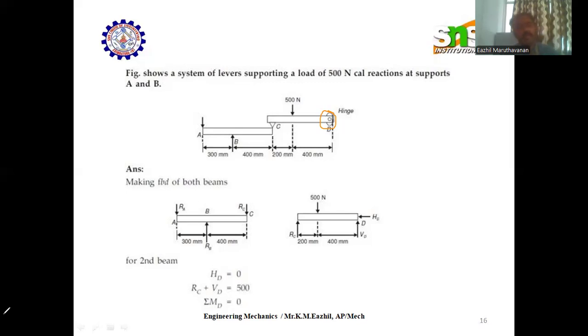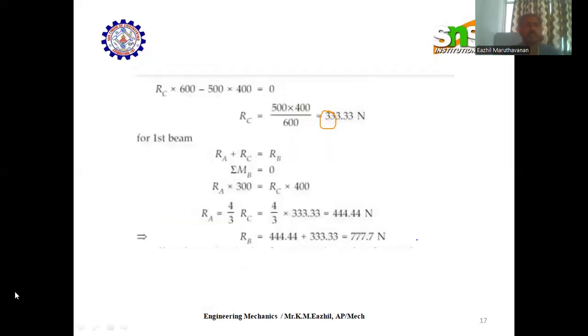Then we identify the moment for beam 2, that is, the moment about D. MD is equal to RC into 600 minus 500 into 400. Since it is in the clockwise direction, we take it as minus 500 into 400. We get the RC value as 333.33 Newton.